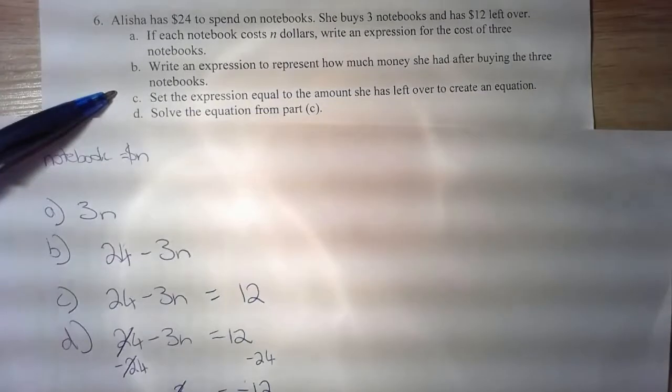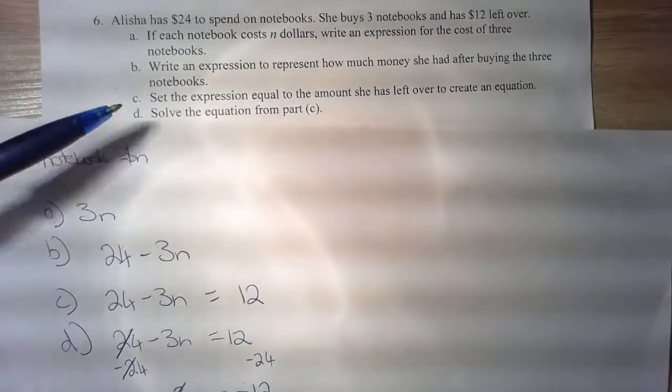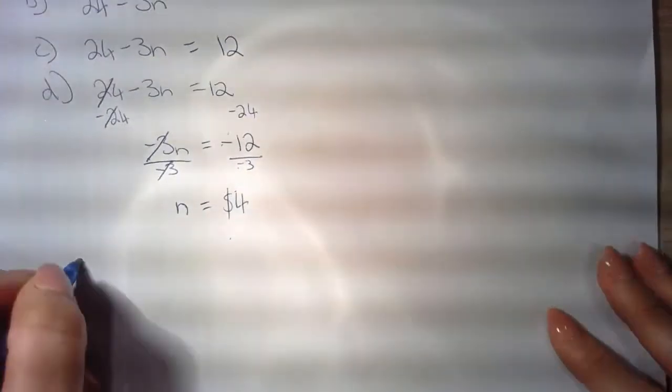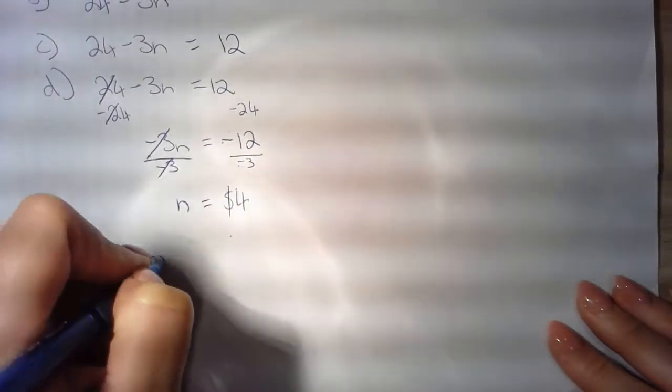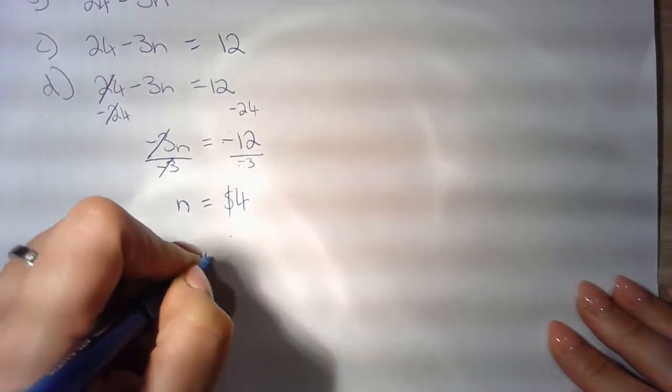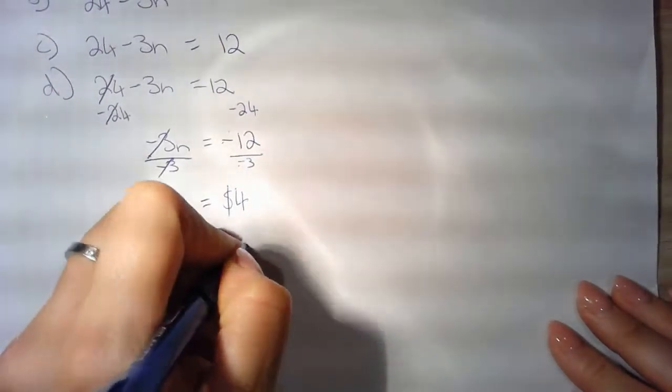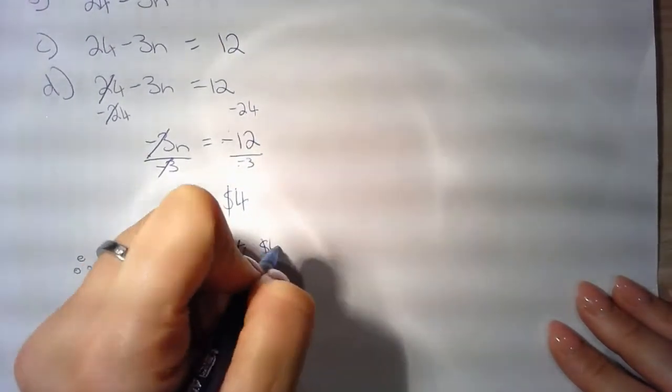So remember, the whole point was to find out the cost, which was N dollars, and we've got $4. Now these are worded questions, and I've always said worded questions means worded answers. So I would finish with, therefore, the notebooks cost $4 each. Done.